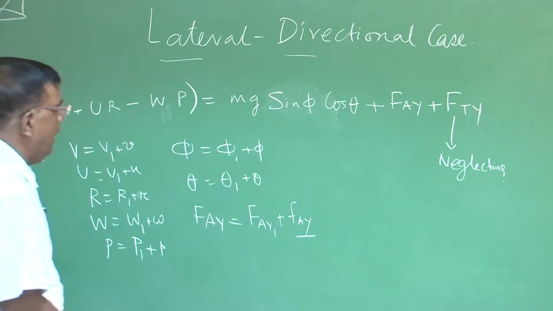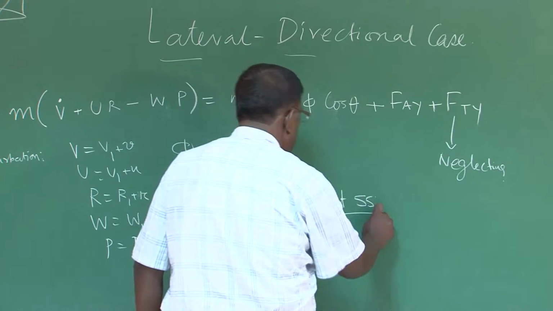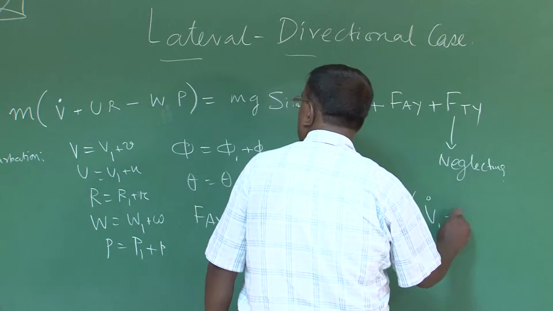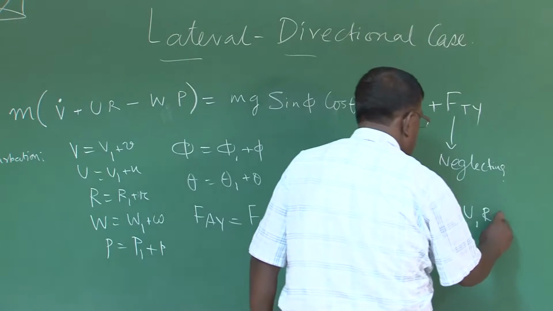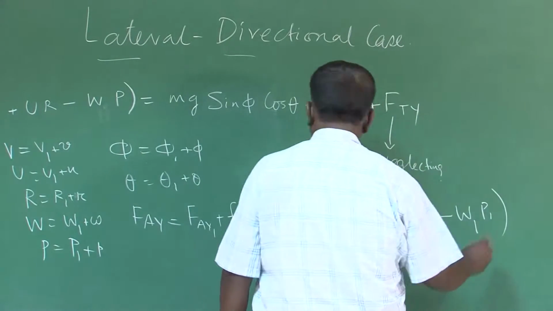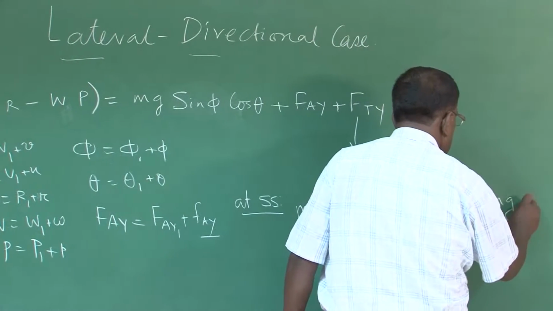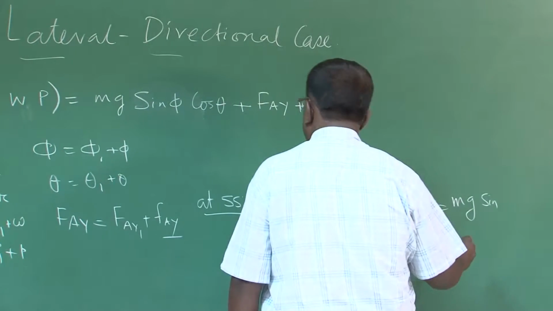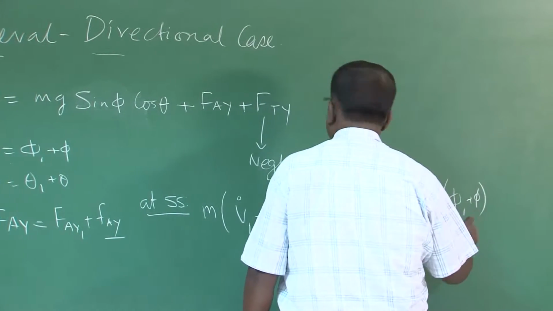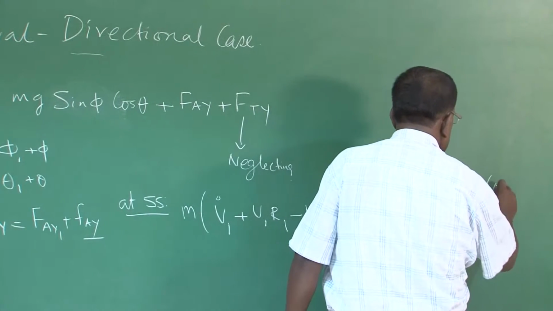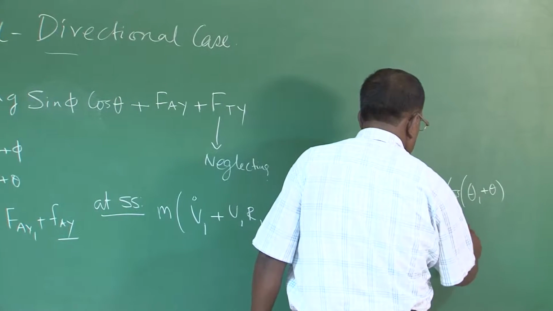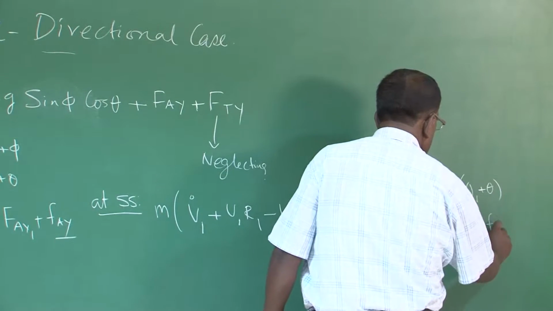And also we know that at steady state, m v1 dot plus u1 r1 minus w1 p1 is equal to mg sine of phi1 plus phi, then cos of theta1 plus theta, plus F_A_y1 plus F_A_y.